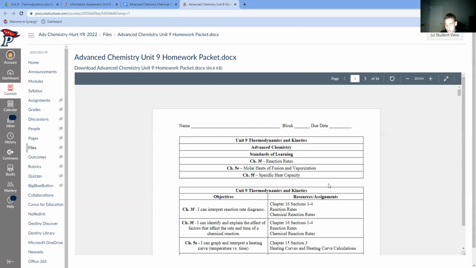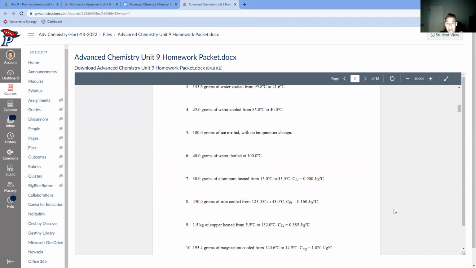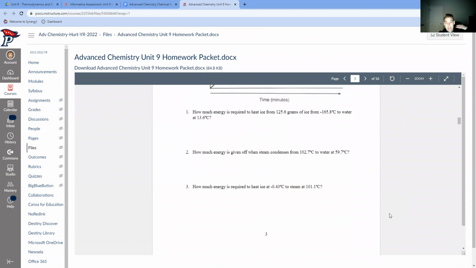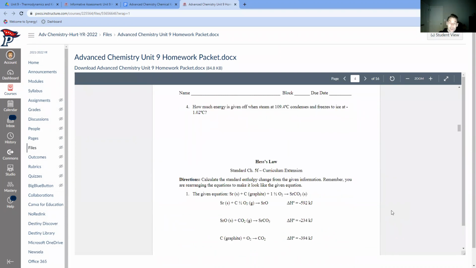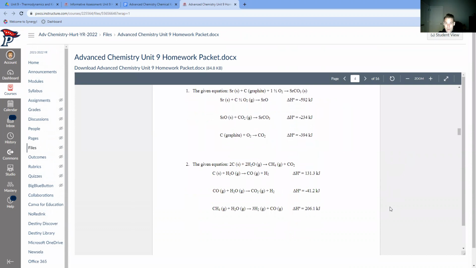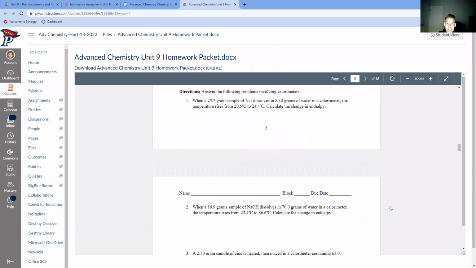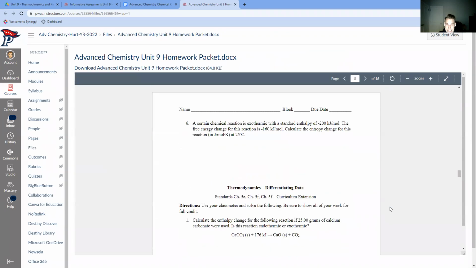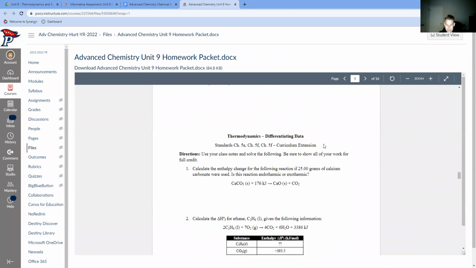Now let's talk about a couple of things in your homework packet, and then I'm just going to go through and tell you the important things on the test that you should do. Now, there are no real tricks, no real gotcha kinds of questions. So first off, if you have not worked in your homework packet from the beginning, you should do a couple of questions each, okay? One very good assignment for the thermo portion of this unit is this one, thermodynamics differentiating data.